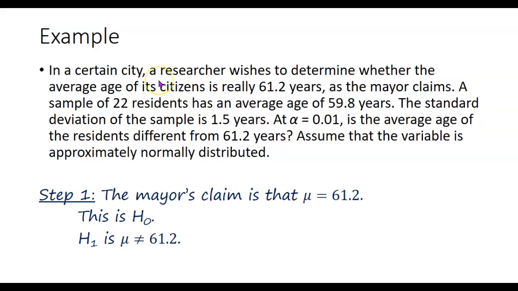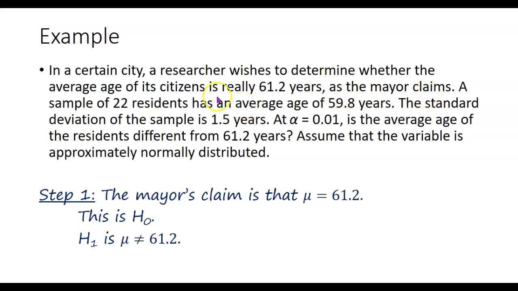In a certain city, a researcher wishes to determine whether the average age of its citizens is really 61.2 years, as the mayor claims. A sample of 22 residents has an average age of 59.8 years. The standard deviation of the sample is 1.5 years. At alpha equals 0.01, is the average age of the residents different from 61.2 years? Assume that the variable is approximately normally distributed.